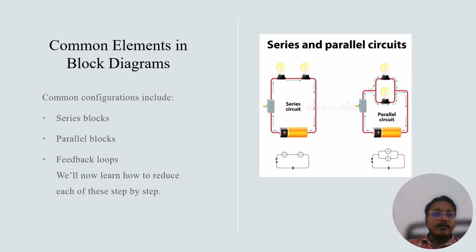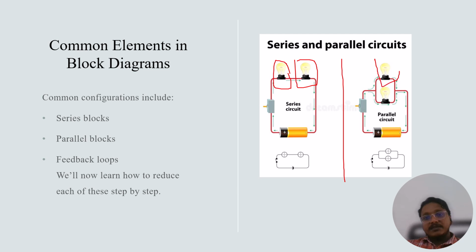That type of thing will be there. So we'll know how to reduce it step by step. If you see a simple understanding between the series and parallel, this is a series circuit. If I consider this as one block and this as another block, then both are in series. In the same way, if this bulb is one block and this bulb is another block, then both are in parallel.